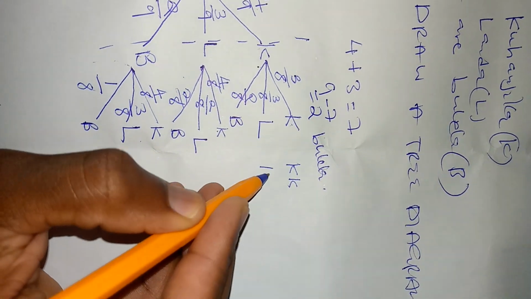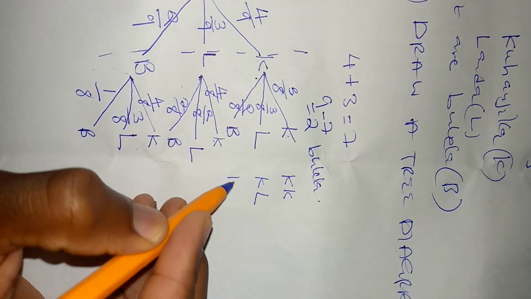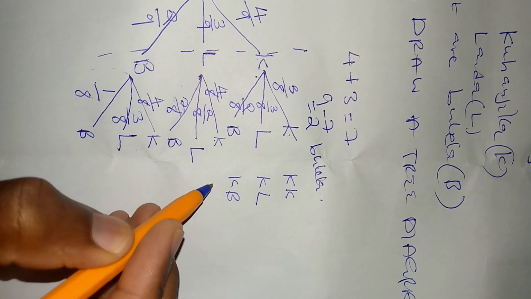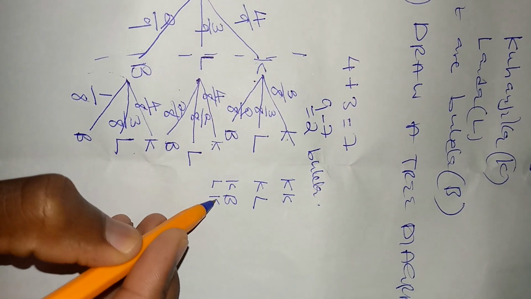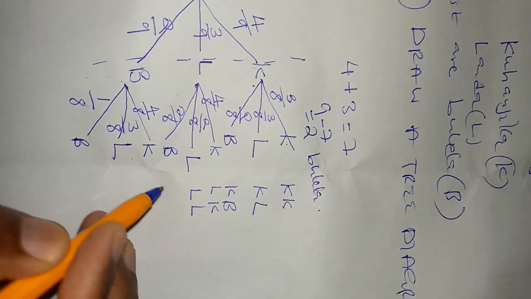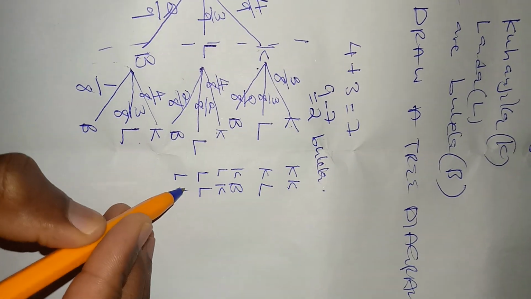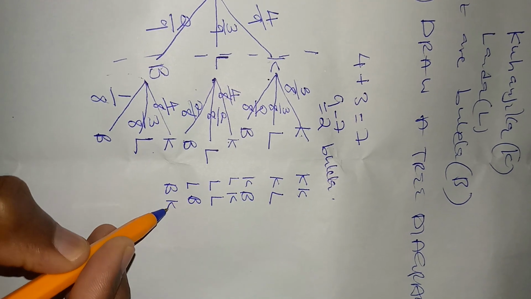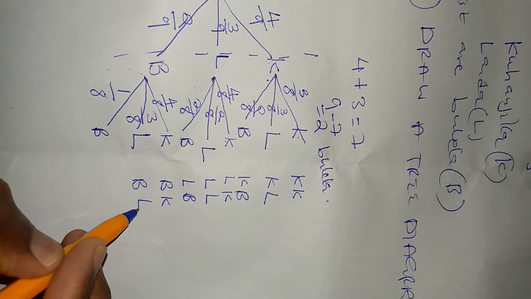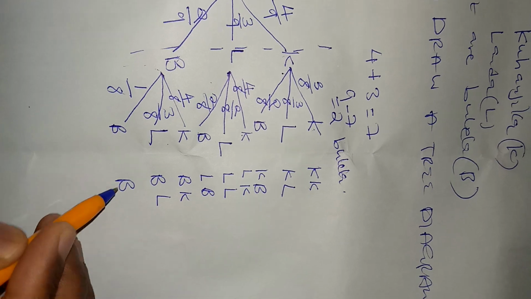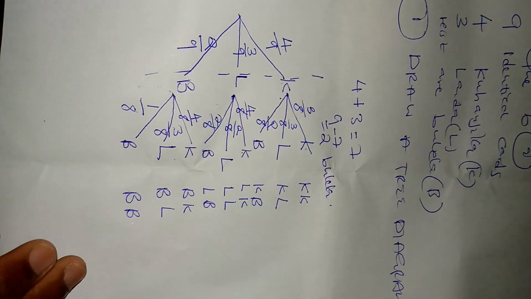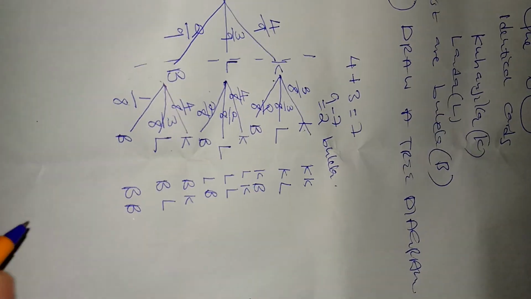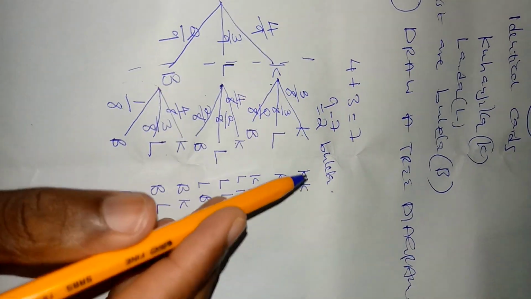Kuhanjika, then KL, then KB. Are going to have there LK, then LL, then LB, then BK, BL, then BB.